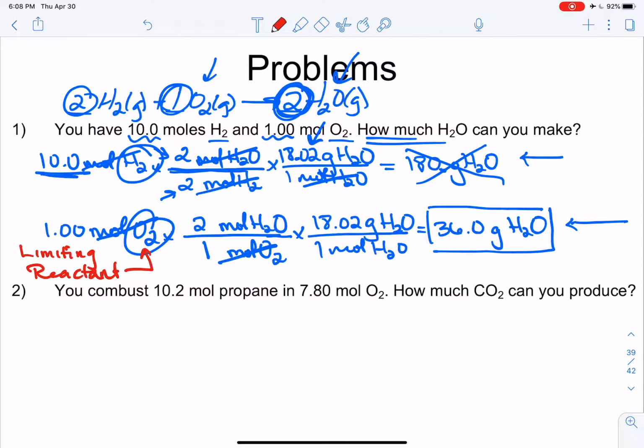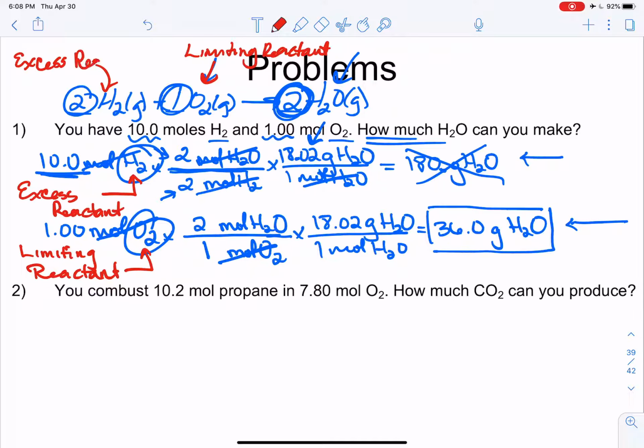You could also write that up here. So that's your limiting reactant right there. That means that what is in excess? Your hydrogen. You have excess hydrogen. So this right here is your excess reactant. Or you could have labeled it up here, excess reactant.